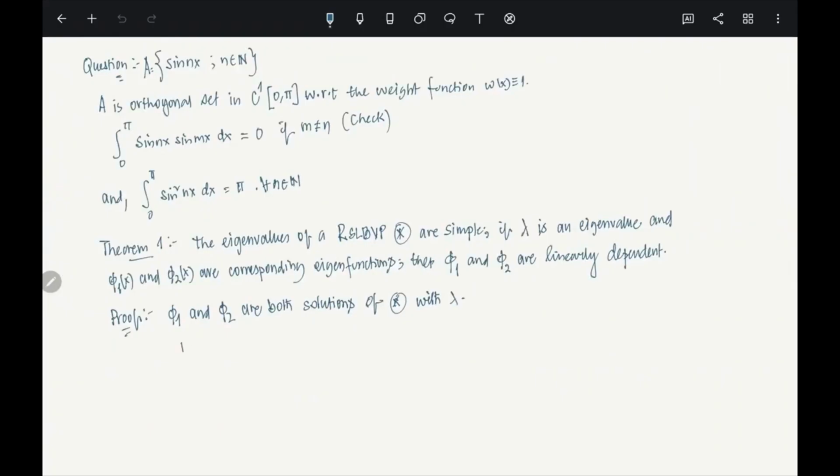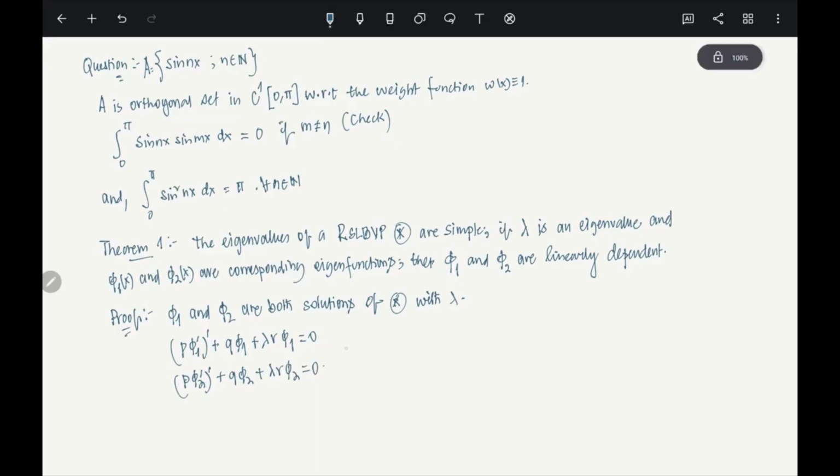Therefore (p phi1 prime) prime plus q phi1 plus lambda r phi1 equals 0. And also this equation is there: (p phi2 prime) prime plus q phi2 plus lambda r phi2 equals 0. We have also the boundary data, right?